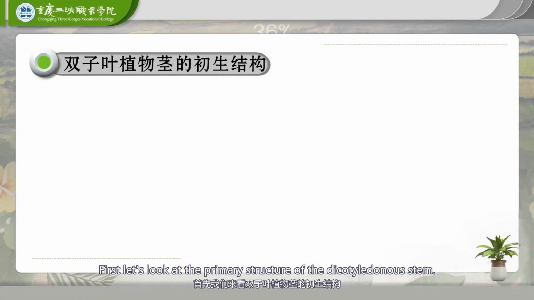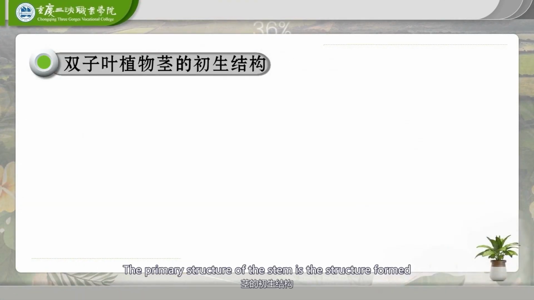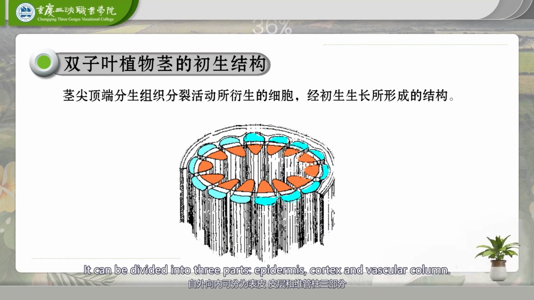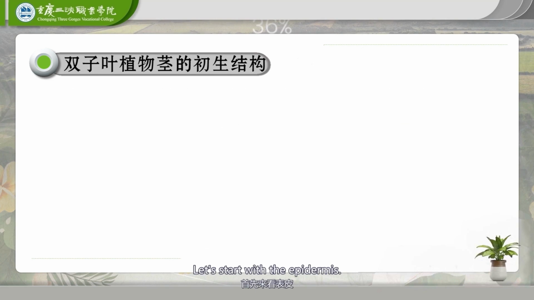First, let's look at the primary structure of the dicotyledonous stem. The primary structure of the stem is the structure formed by the primary growth of cells derived from the apical meristem of the stem. It can be divided into three parts: epidermis, cortex, and vascular column. Let's start with the epidermis.